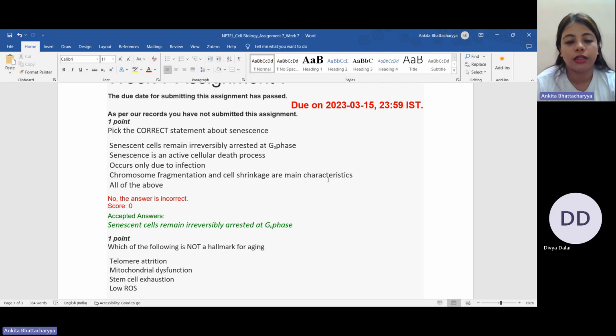Among these, the correct option is that senescent cells are arrested at the G0 phase. Senescence itself is a form of cell cycle arrest, and that arrest occurs at the G0 phase. The remaining options are not true. It's not a cellular death process; we discussed that those are apoptosis and necrosis. It does not occur due to infection. It is a normal physiological process that the cell will go into when it has some external stimulating factors. Chromosome fragmentation and shrinkage are also not a part of senescence. So the correct option is only option 1.